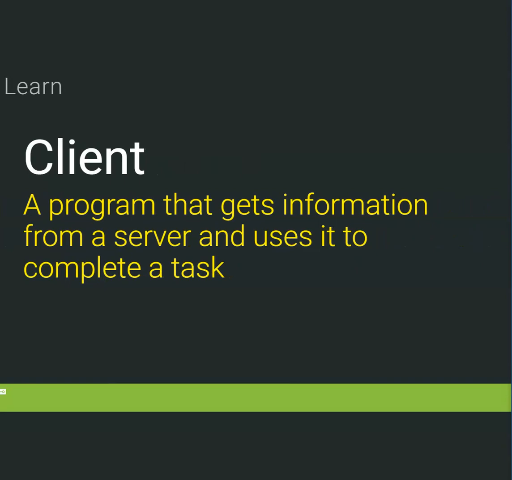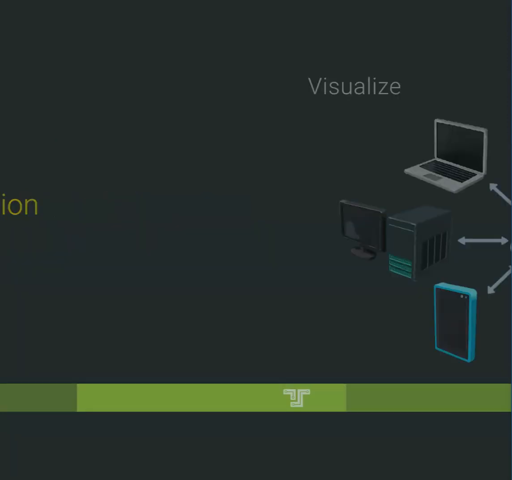So the computer that gives the information is called the server, but the computer that asks for the information is called the client. A client is a program that gets information from a server and uses it to complete a task. The program that wants to know that information is the client, and in our lesson, the programs we are writing will always be the clients. We will always be the ones getting information from that server.